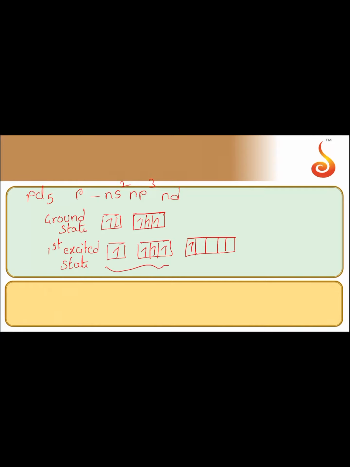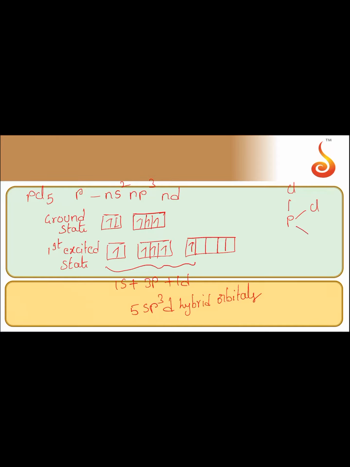1 s orbital, 3 p orbitals and 1 d orbital intermix to form 5 sp3d hybrid orbitals, which have equal size, shape and energy. These 5 sp3d hybrid orbitals will be involved in bond formation with 5 chlorine atoms.